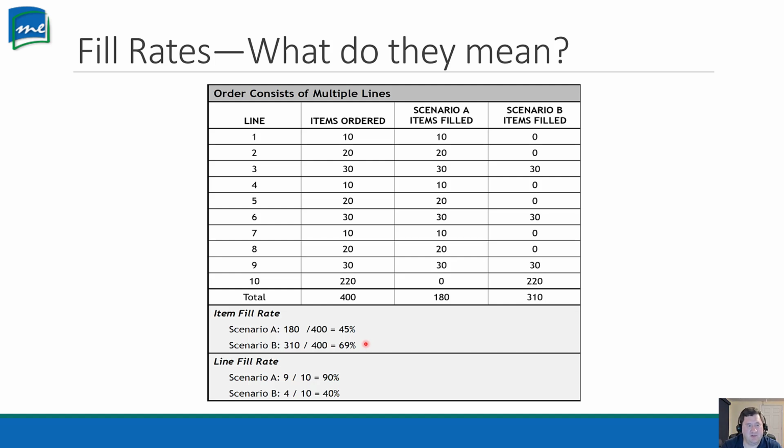That's still not acceptable. So when we look at the lines, did we fill the entire line? Scenario A filled 9 out of the 10 at 90%, which is better, but we can still do better. And scenario B only filled 4 out of the 10, which is 40%. So these are just 2 ways of looking at the same information.